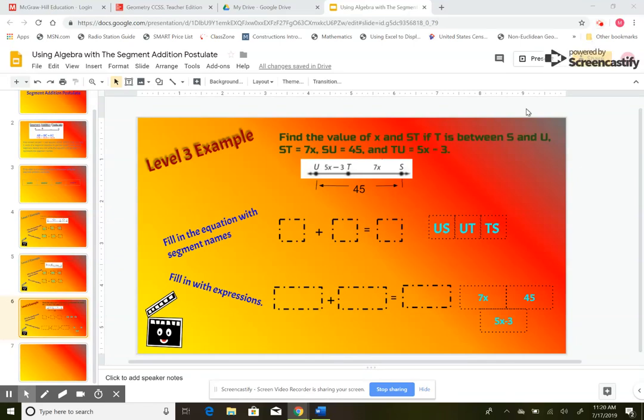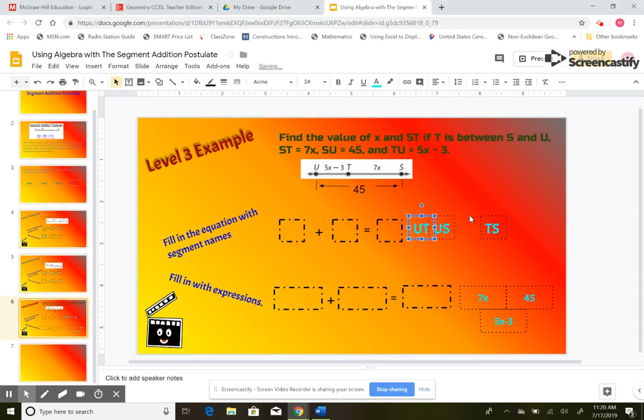So this problem is best explained by starting with the segment addition postulate. Beginning to middle is U to T. So I'm going to take the U to T, and then middle to end, so from T to S. And then from beginning to end, that would be the entire one, US.